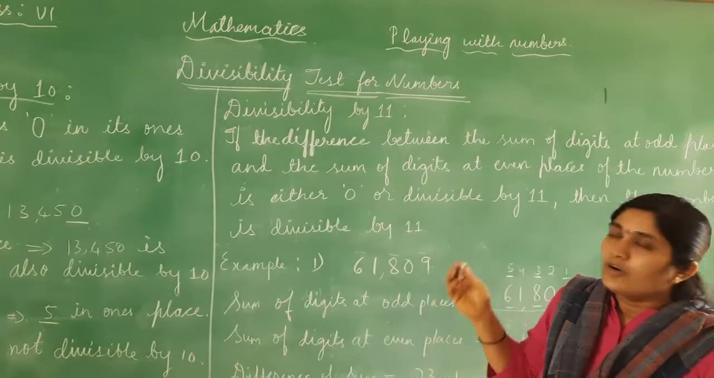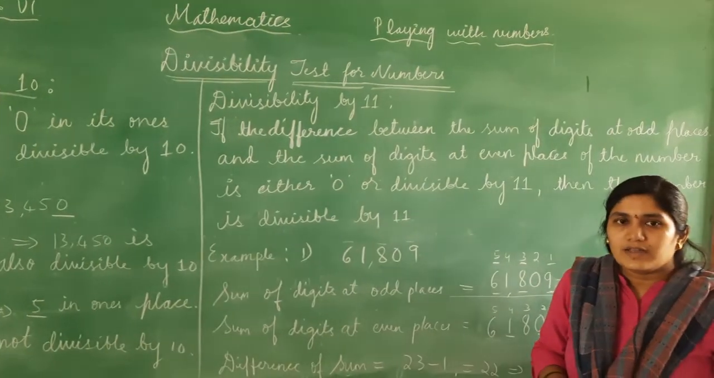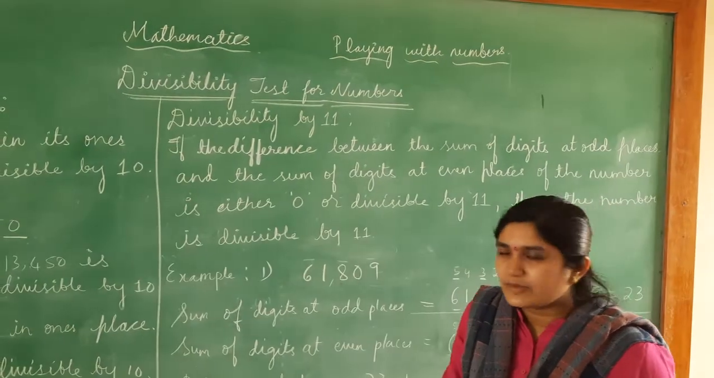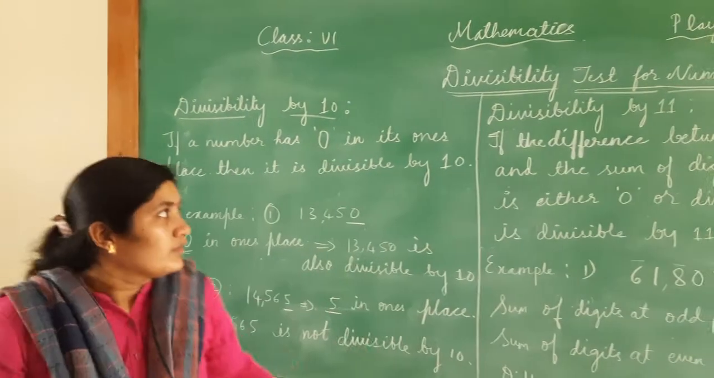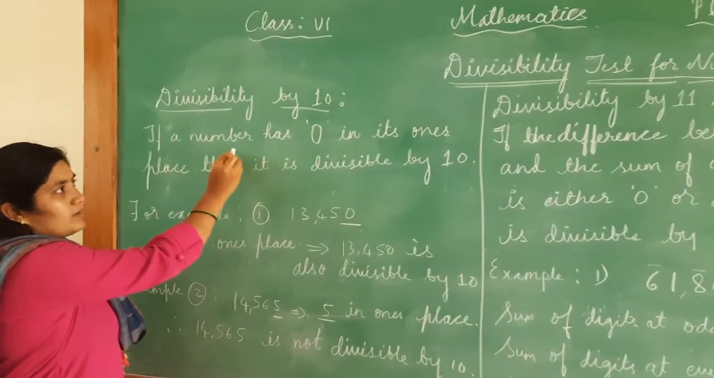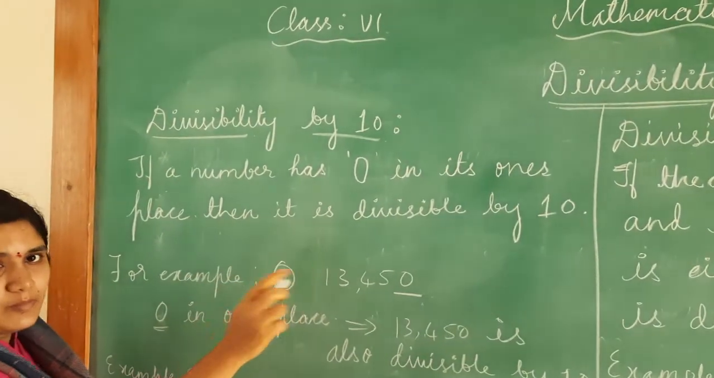Hello everyone. Today let us continue the divisibility test for the rest of the numbers. As we have already completed some of the numbers, today let us move on to the divisibility of 10. Now, divisibility by 10. If a number has 0 in its ones place, then it is divisible by 10.